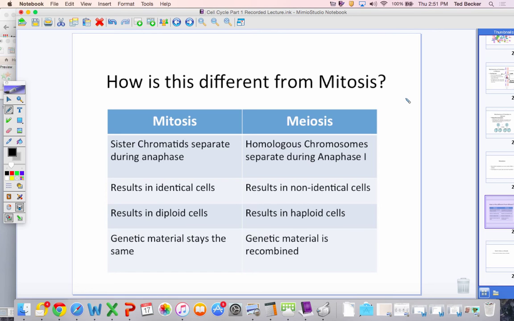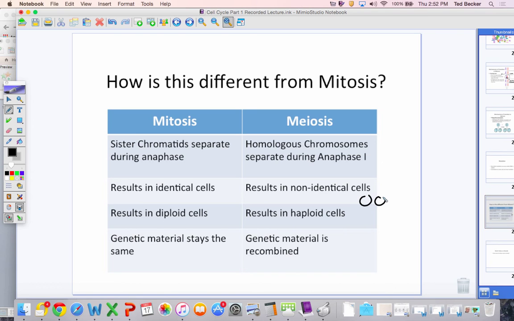So let's go over how meiosis and mitosis are different. It's important to note that in meiosis, the homologous chromosomes separate first. That means a chromosome from your mom goes into one cell and a chromosome from your dad goes into the other cell. But in mitosis, the sister chromatids separate. The homologous chromosomes never separate in mitosis. They all stay together.